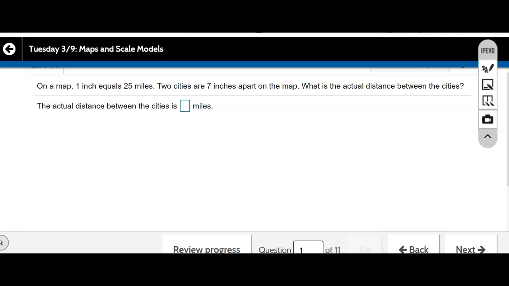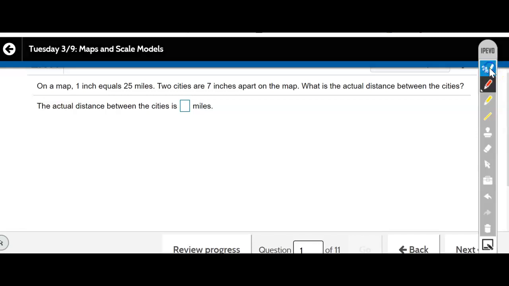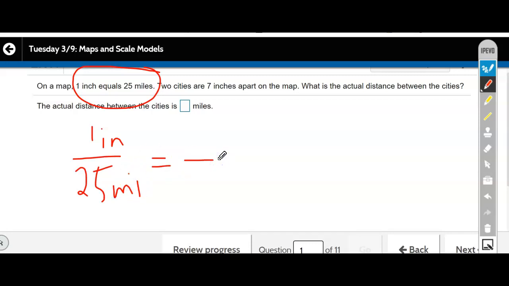Okay, so this is review from what we did yesterday. We are taking this scale. That's our first ratio, 1 inch over 25 miles. And we're going to say that equals what if they are 7 inches apart on the map? Maya?